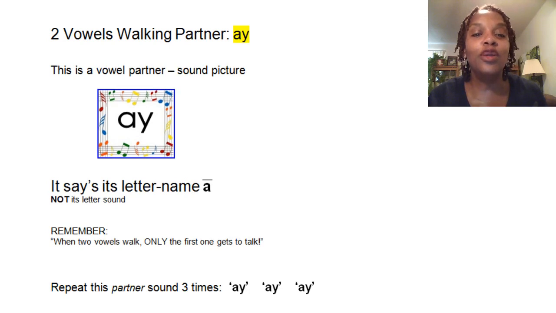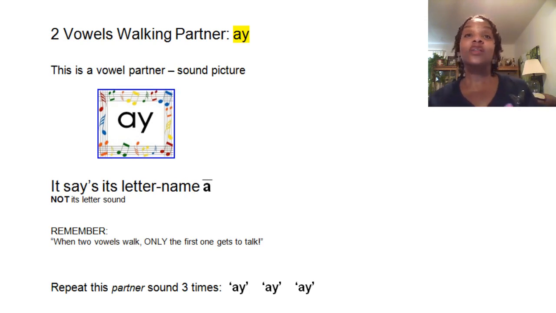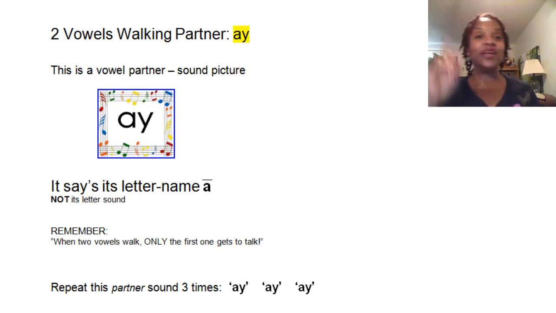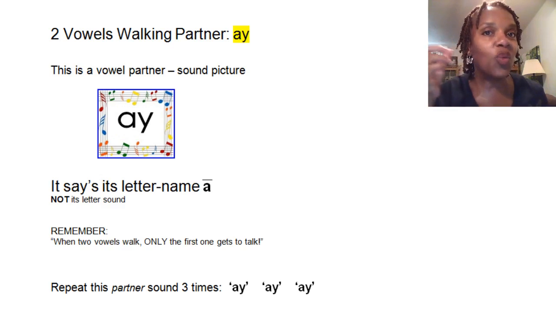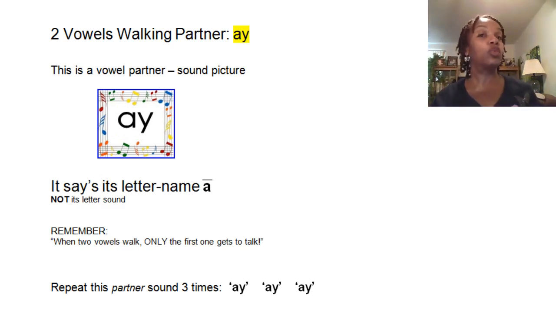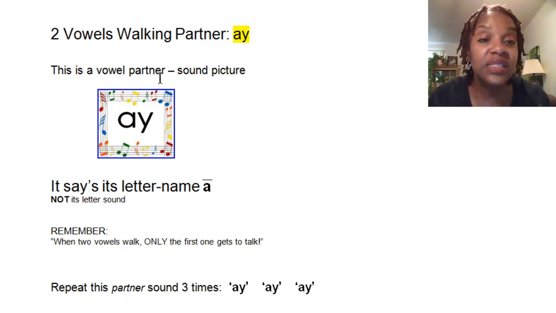Let's learn a new partner sound, right? And this partner sound also says A, but here's the catch. It has the cousin. The letter Y is featured in this sound, but the rule still applies. When two vowels go walking, only the first one gets to talking. And the first one does what? It screams out its letter name, not its letter sound. All right, so this is a vowel partner sound picture, right? It says its letter name A. See A and Y? Who gets to talk?